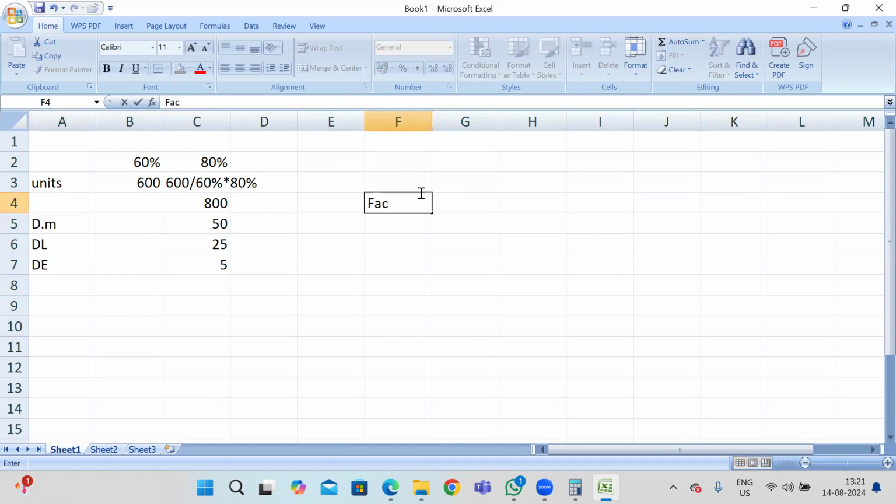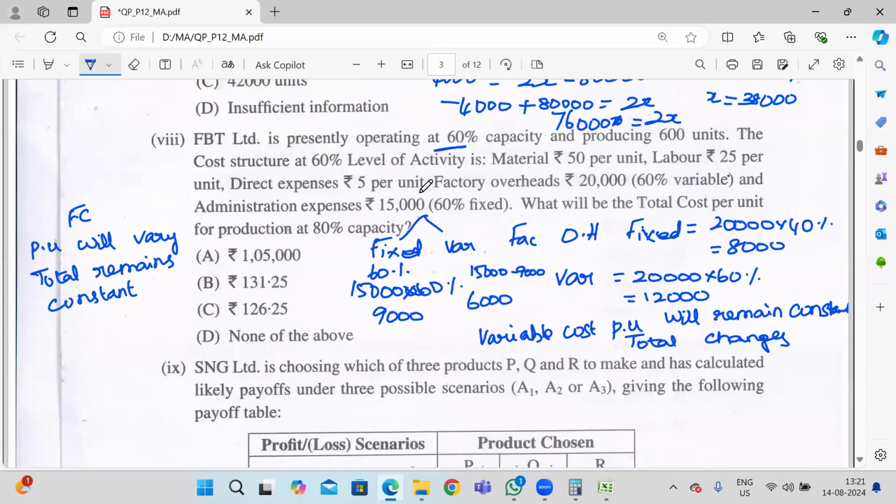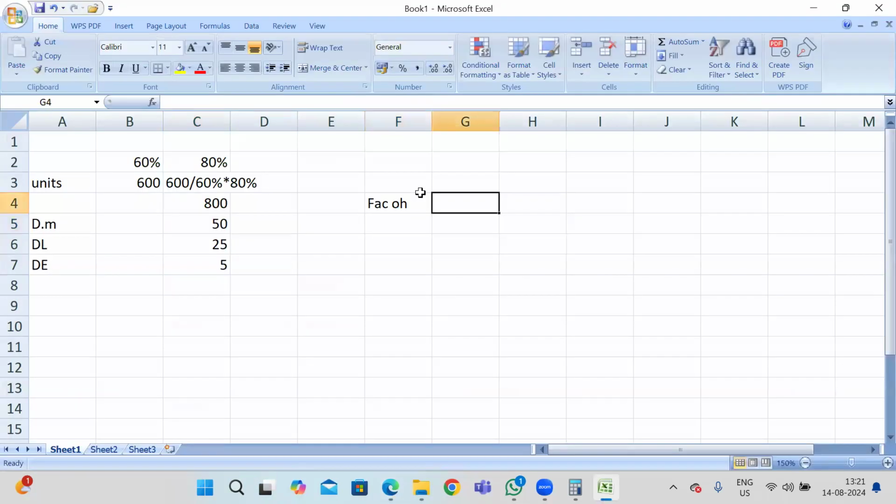Let me calculate. Factory overheads: I already calculated what is fixed. In this, fixed is 8,000. For 80% also the same will come, right? 8,000, it won't change. So then what is per unit? 8,000 divided by 800, so per unit will be 10 rupees.